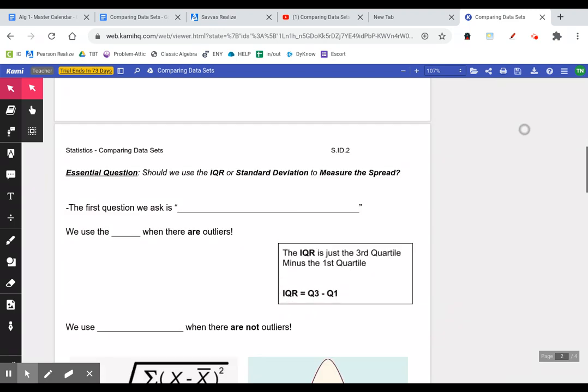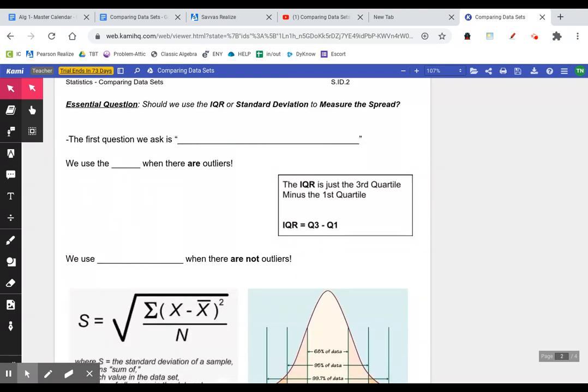What we're going to look at now in this video, I'm going to introduce two new things to you. The first one's going to answer this essential question here. That essential question being, should we use the IQR or standard deviation to measure our spread of the data? So this time we're focusing on the spread. So really the difference in the high point to the low point, or in essence, do we need to look all the way from the high point to the low point?